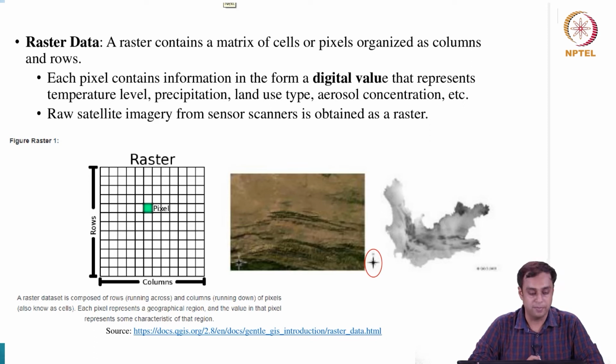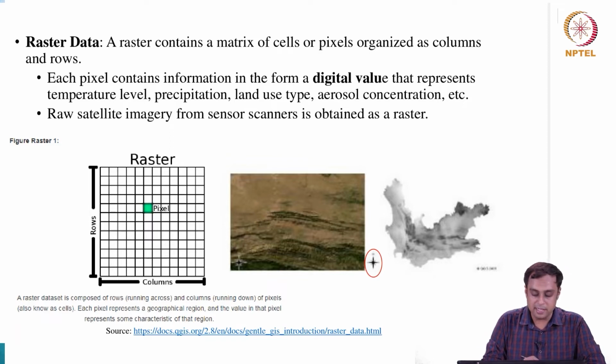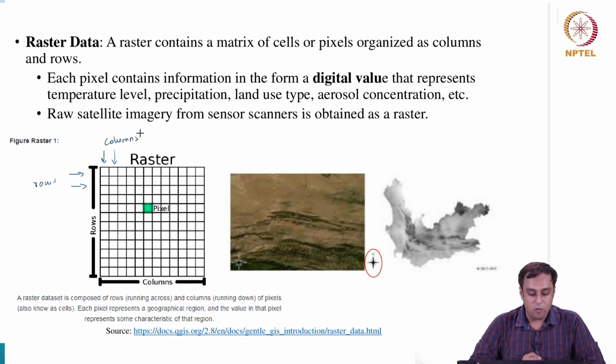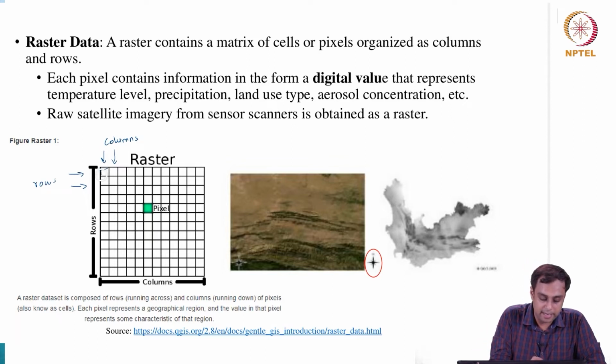The first item is the raster data. A raster data consists of a matrix of cells or pixels organized as columns and rows, and there is a picture right in front of you where you can see that the raster data are organized as rows and columns. The rows are organized horizontally and the columns are organized vertically. For these rows and columns, you have these little cells that you can see on your screen.